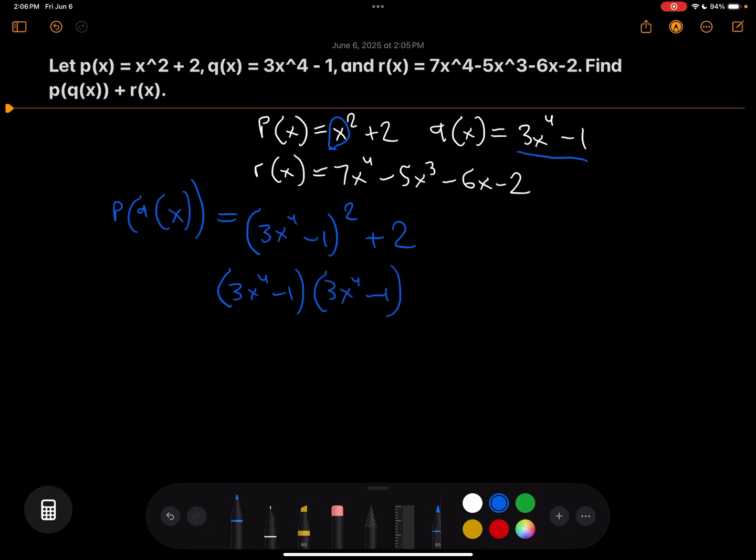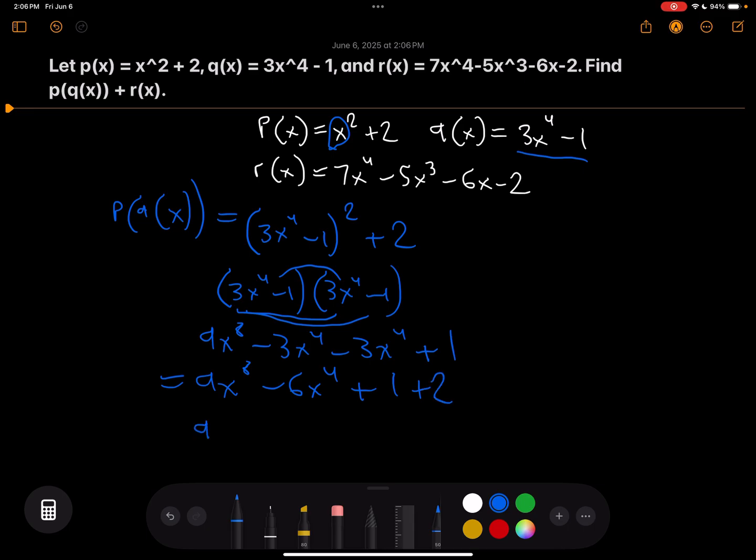We use the distributive property, starting off with the first terms, we get 9x to the eighth. Then the outer terms, we have minus 3x to the fourth. The inner terms, minus 3x to the fourth again. And finally, plus 1 for the last terms, which is going to give us 9x to the eighth minus 6x to the fourth plus 1. So that's our simplified p of q of x. Then we must add 2 because the function definition for p of x states x squared plus 2, which gives us this whole thing, and then plus 3. So that's our completed simplified function definition.